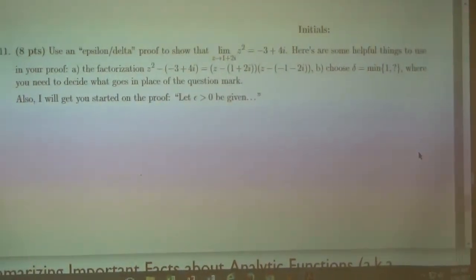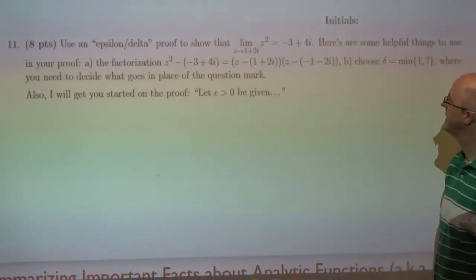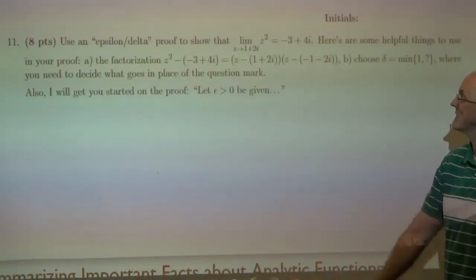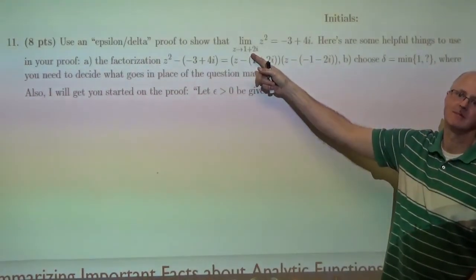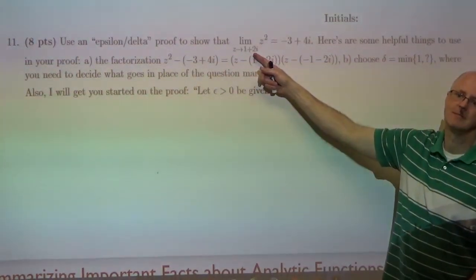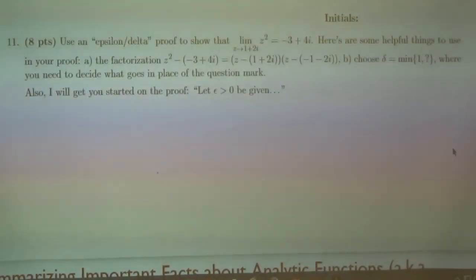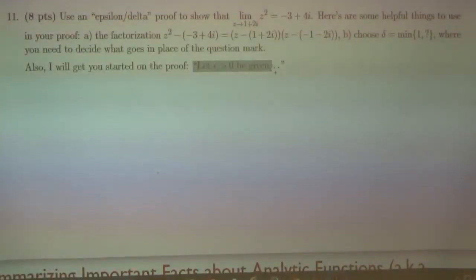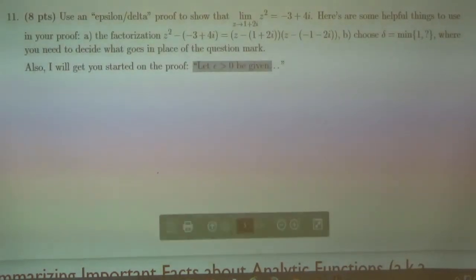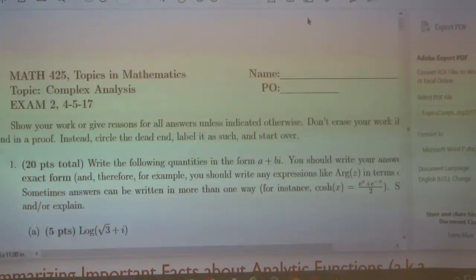Another proof here, a limit proof. If I give you this kind of proof, it'll probably be a quadratic function. It'll probably even be z squared, but I'll just change what z is approaching. I'll give you one like this, so review that as well. And we did an example like that in class, starting the proof with let epsilon greater than 0 be given. And that was the last problem on exam 1. On to exam 2.